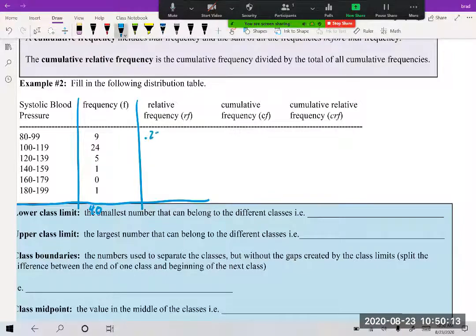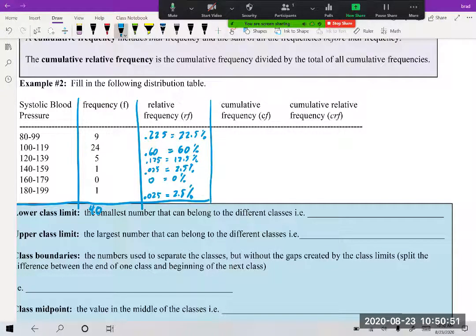0.225, which is 22.5%. We have 24, which is 0.60, which is 60%. We have 5, which is 0.125, which is 12.5%. We have 1, that would be 0.025, which is 2.5%, not approximately, it is. And then this would be 0, so this would be 0%. And then once again, 0.025 equals 2.5%.